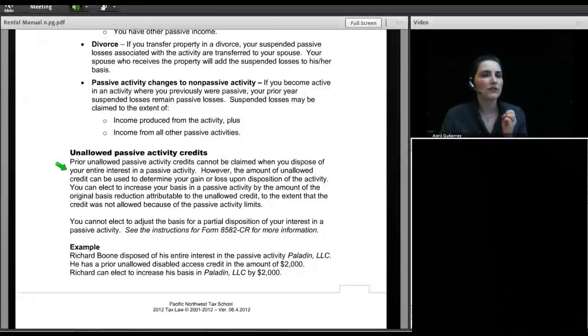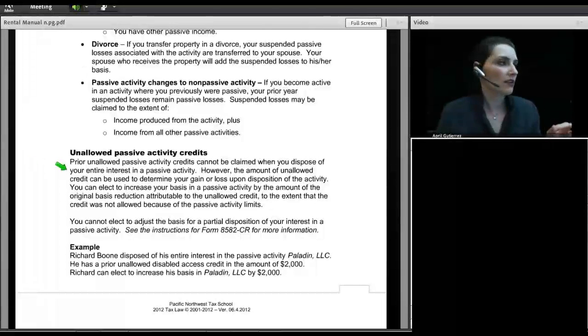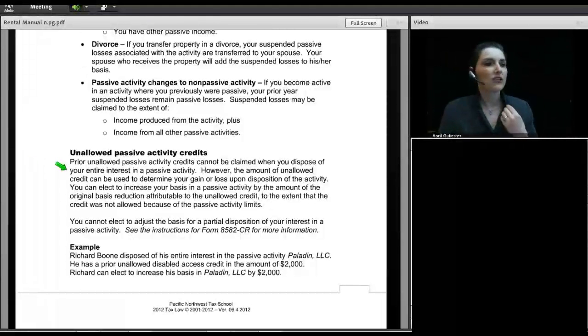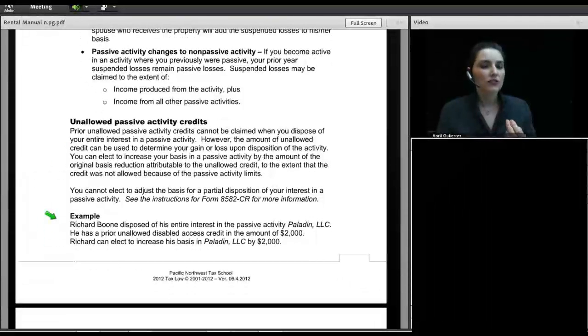If you had a credit that you could not claim in an earlier year because of the passive activity limits, and then you sell that activity, you do not claim the credit in the year of the sale. You do instead add that credit to your basis in the activity. So here is an example.